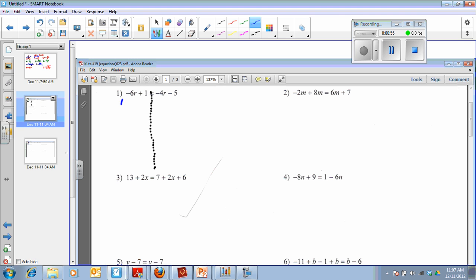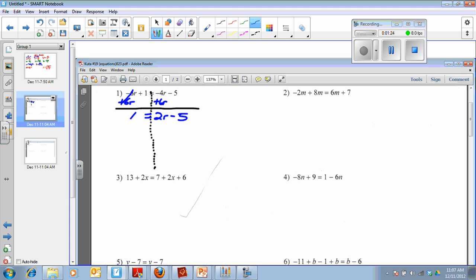I'm going to put a positive 6r here. That's going to get rid of this. Do the same thing on the other side of the equation, positive 6r. I just want to see what happens, so I'm going to put my sum line and take a look. When I put a negative 6r and a positive 6r together, they go away. That means I have a positive 1 equals, on this side, a negative 4r and a positive 6r put together is a positive 2r. And I still have my minus 5.